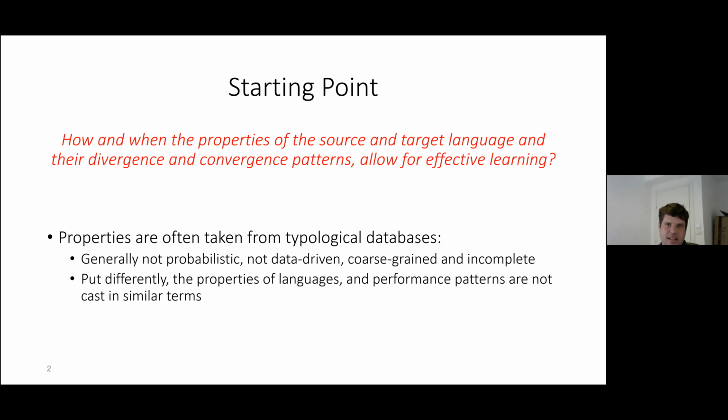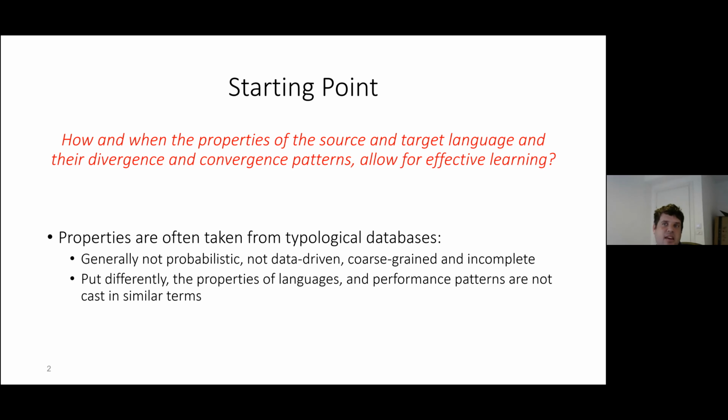There are some works that have attempted, of course, such analysis, but I think mostly they have relied on a characterization of the languages in question in terms of typological database parameters, which are generally not probabilistic. They're not based on corpus statistics. They're coarse-grained and incomplete. They can be very useful, but in essence, what I'm saying is that they use a different language from our standard NLP tools, right?